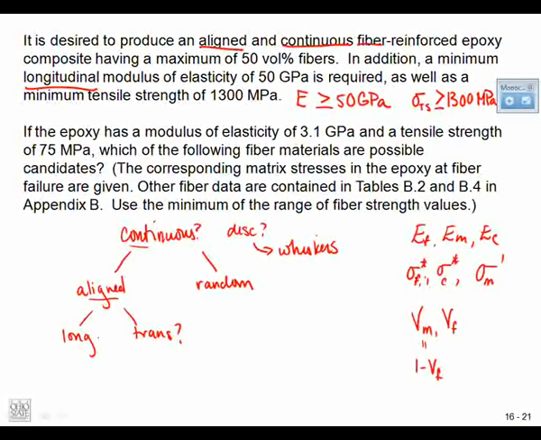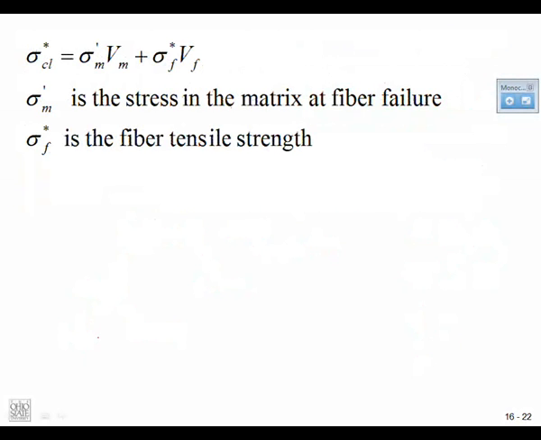Okay. So then that tells you which equation to use. Does that make sense? When you're reading the section in the book, each equation is for a different situation. And so the equation for the modulus of the composite is volume fraction of the matrix times E of the matrix, plus volume fraction of the fiber times E of the fiber.